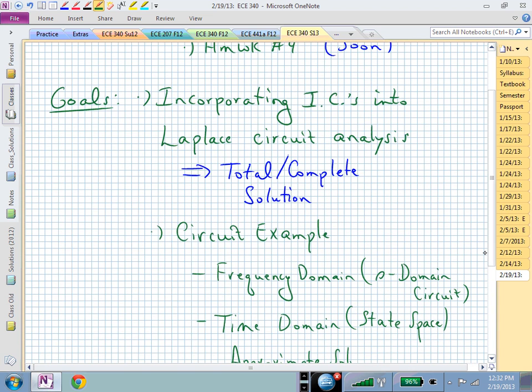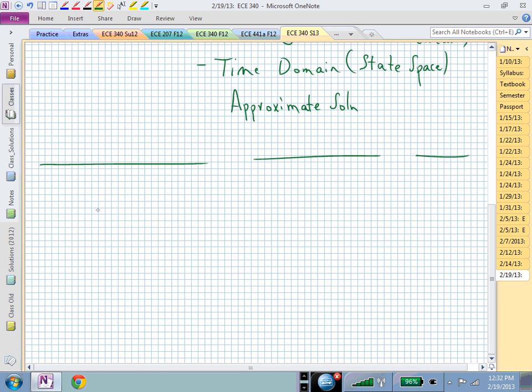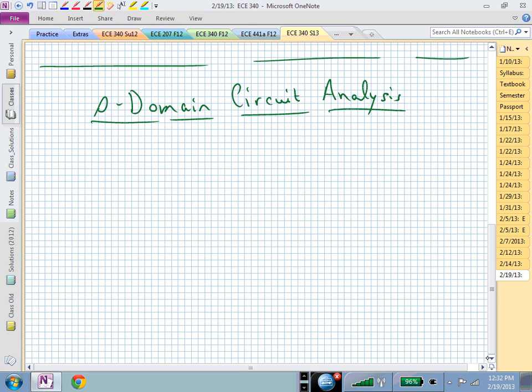Let's start with where I said we would go, which is incorporating initial conditions into the Laplace circuit analysis. And a lot of this material, here's now our S-domain circuit analysis discussion. And again, this is designed to give us the complete solution or the total solution. All transients and all forced behavior will be represented in the solution if we follow this procedure.